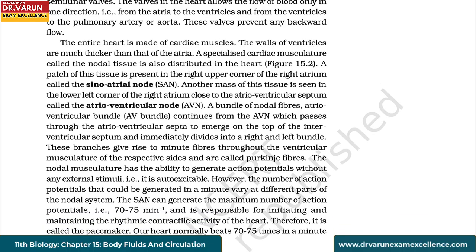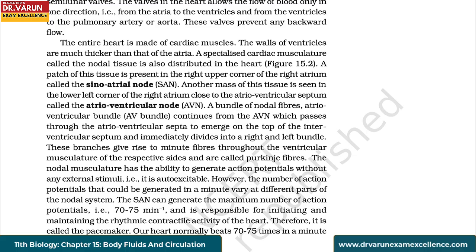The entire heart is made of cardiac muscles. The walls of the ventricles are much thicker than those of the atria. A specialized cardiac musculature called the nodal tissue is also distributed in the heart. A patch of this tissue is present in the right upper corner of the right atrium, called the sinoatrial node or SAN. Another mass of this tissue is seen in the lower left corner of the right atrium close to the atrioventricular septum, called the atrioventricular node or AVN.